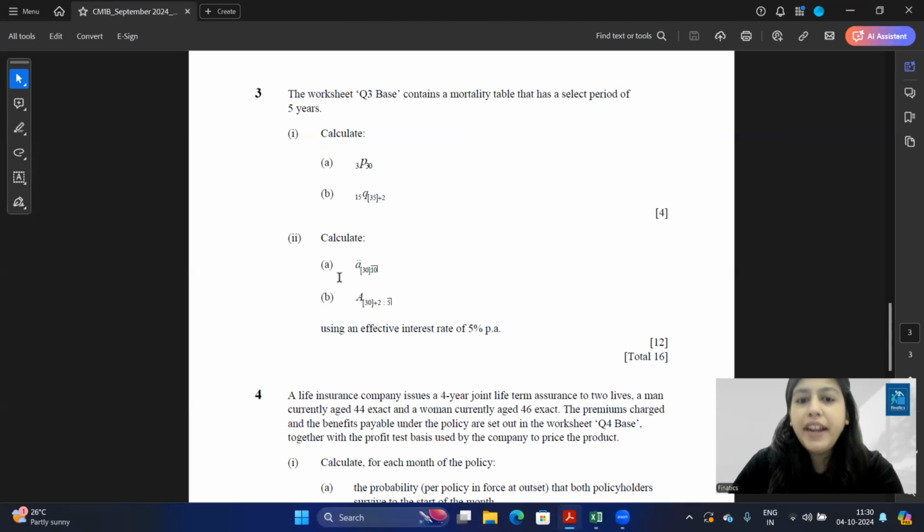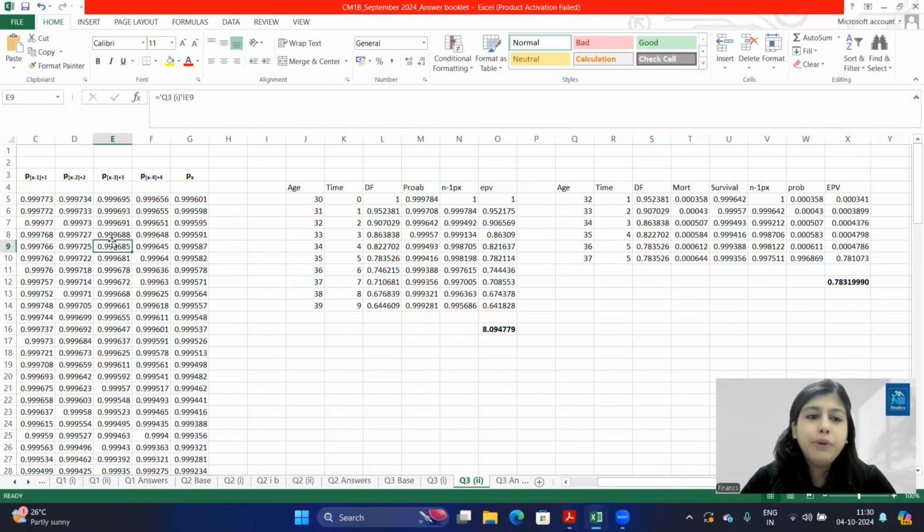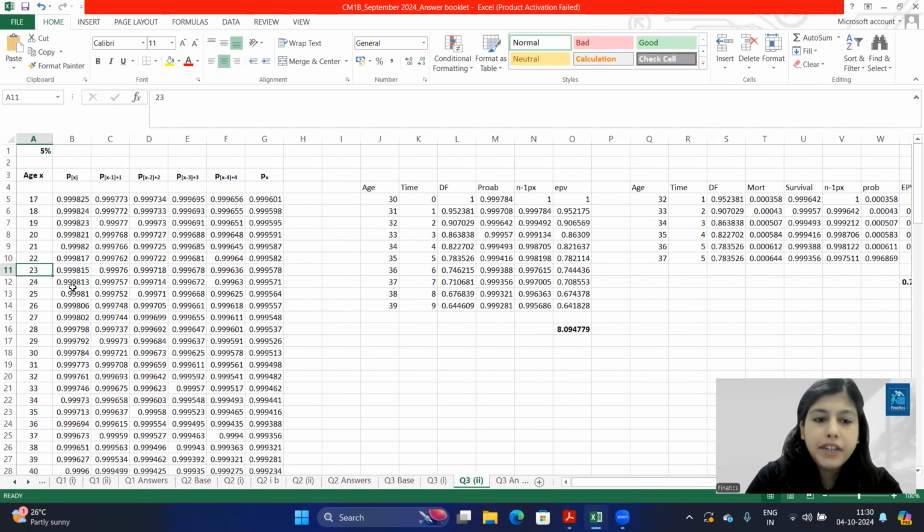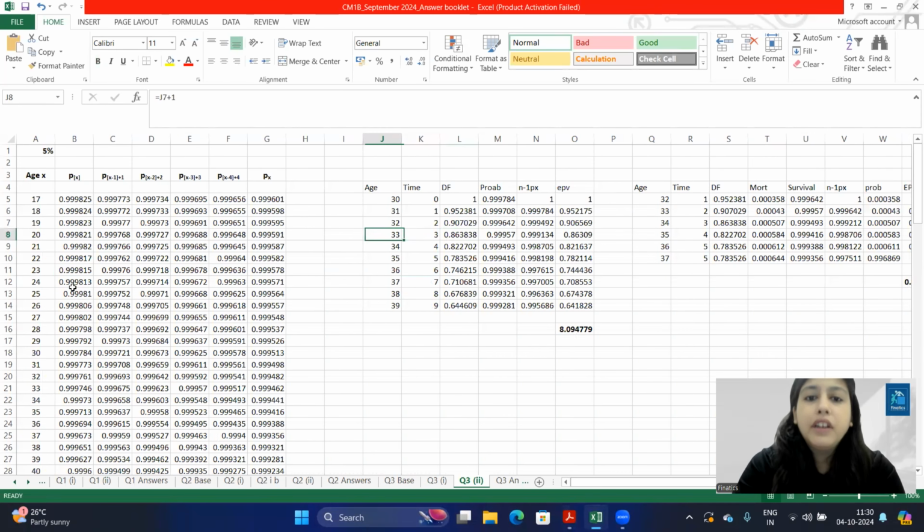Next is calculate A due 30, 10. So for A due 30, 10, again, all the probabilities you have already calculated. Time, age is going from 30 to 39. Time will be 0 to 9 because it is annuity due, annually in advance. The discounting factor is again 1 plus i to the power minus t, at the 5% interest rate given to you.